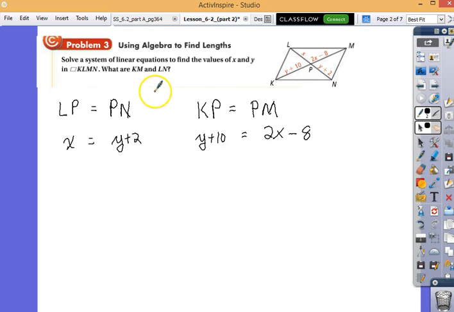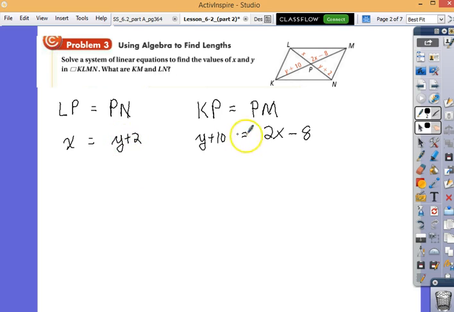Which one would you use, substitution or elimination on this one? Substitution. Why? Because x, it just gives you x. Right. This one is already solved for x. This is a great problem to use with substitution because half the work is already done for you.